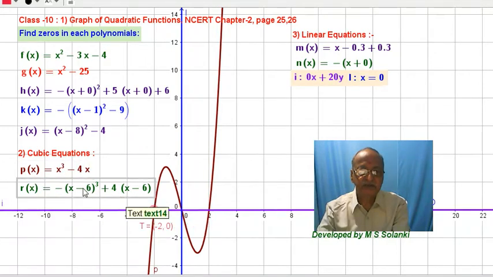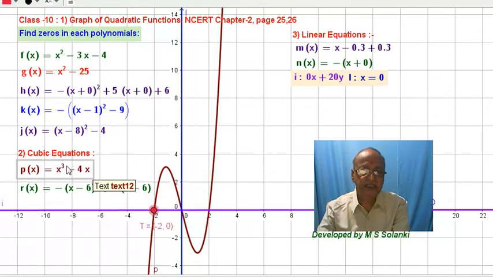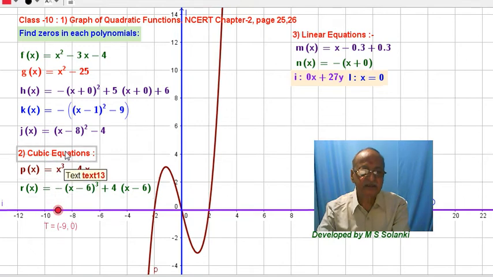When x is minus 2, then also this value will be 0. Minus 2 cube is minus 8, and minus 4 into minus 2 will be plus 8, so it will be 0. Here we are taking x is equal to 2, so 8 minus 4 into 2, so minus 8, and again 8 minus 8 is 0. So these are the zeros of this cubic function. I have written equation, it should be a function.